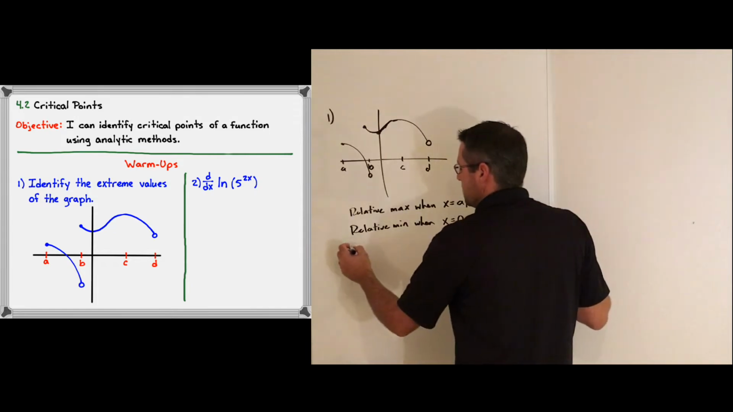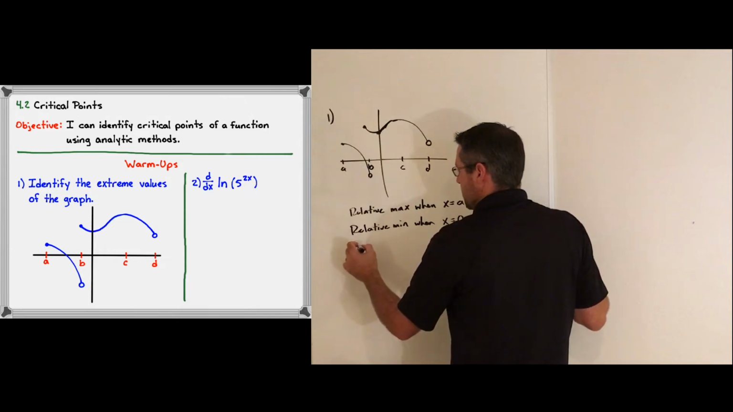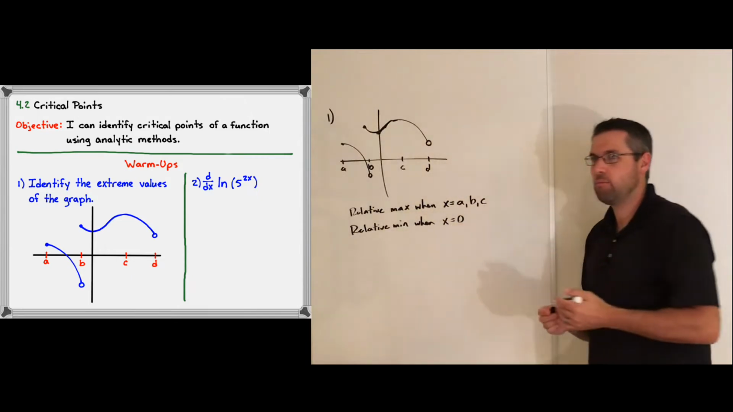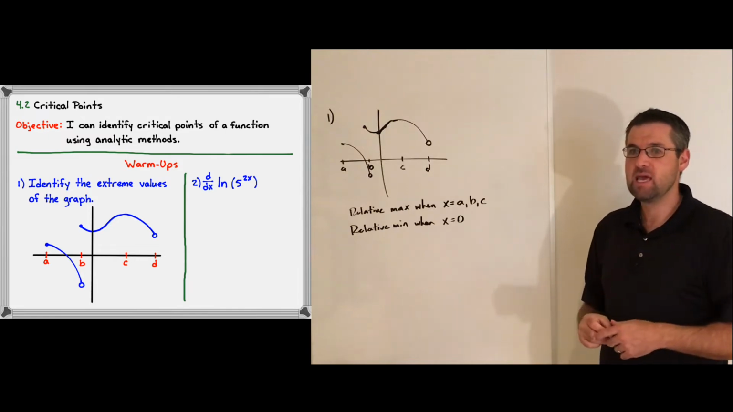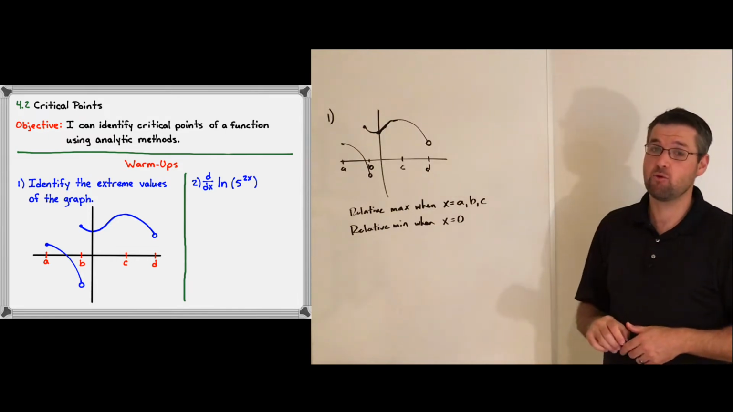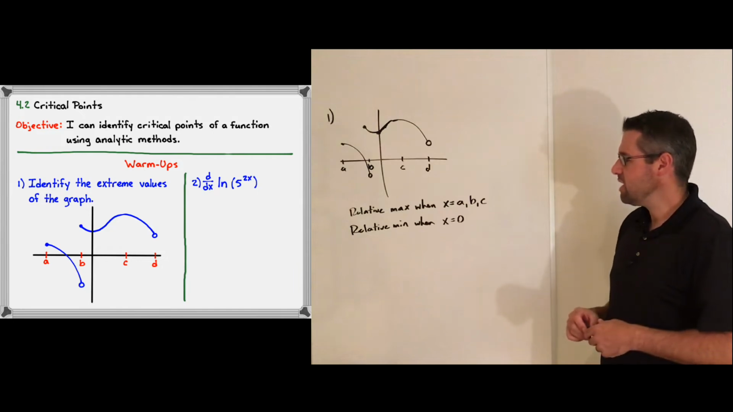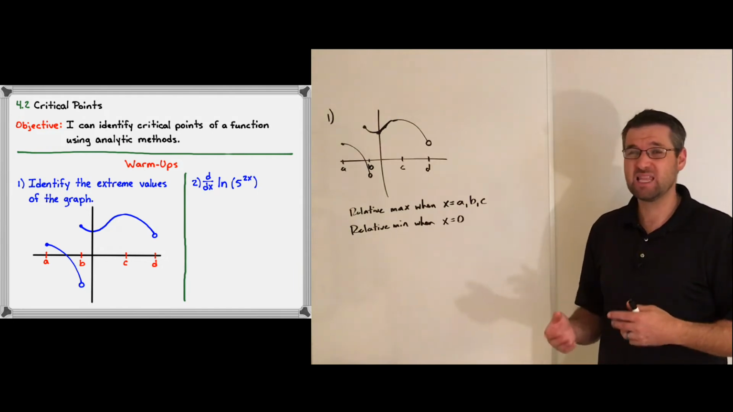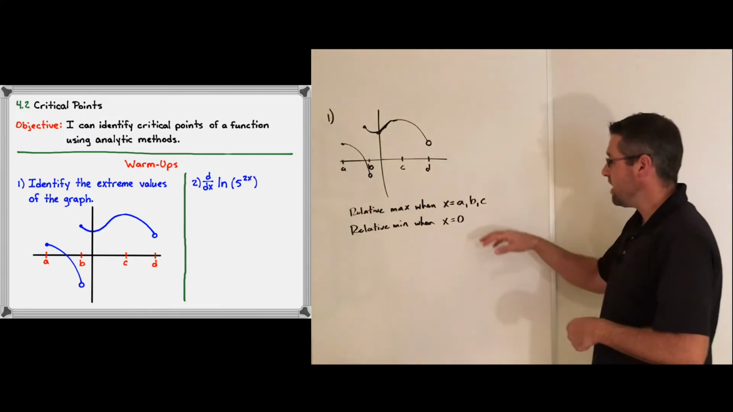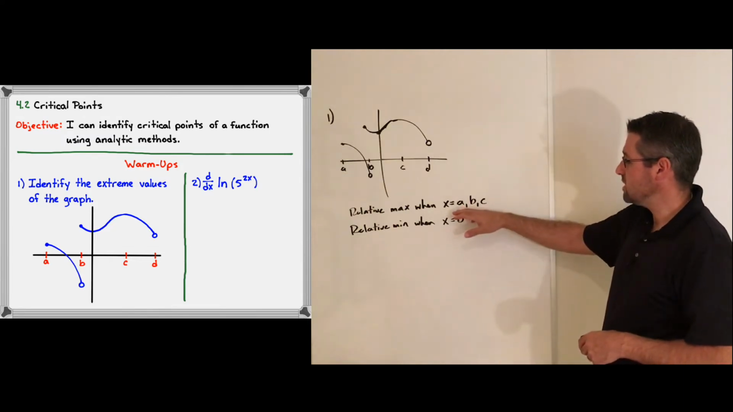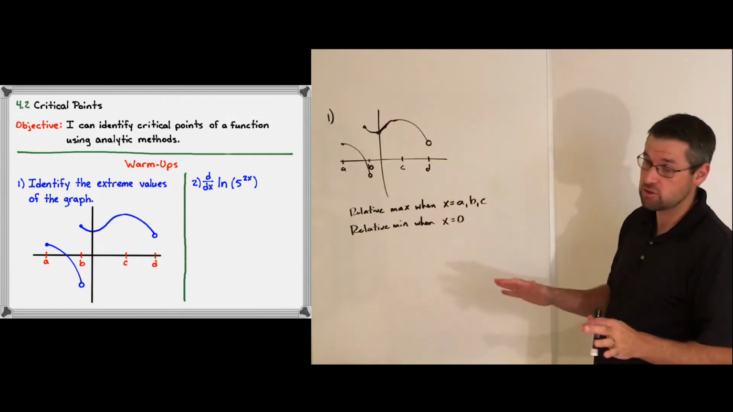Now let's go ahead and talk about global or absolute extrema. Well, for a point to be an absolute maximum, it must be the highest point in the graph, and you can't have an absolute maximum unless it's first a relative maximum. So we know that the absolute maximum has to come from a, b, or c, or there is no absolute maximum.